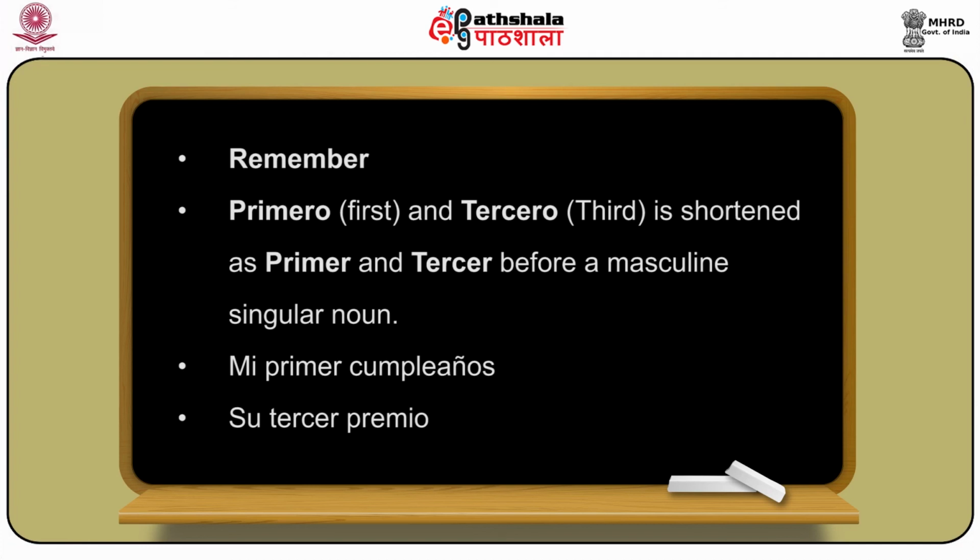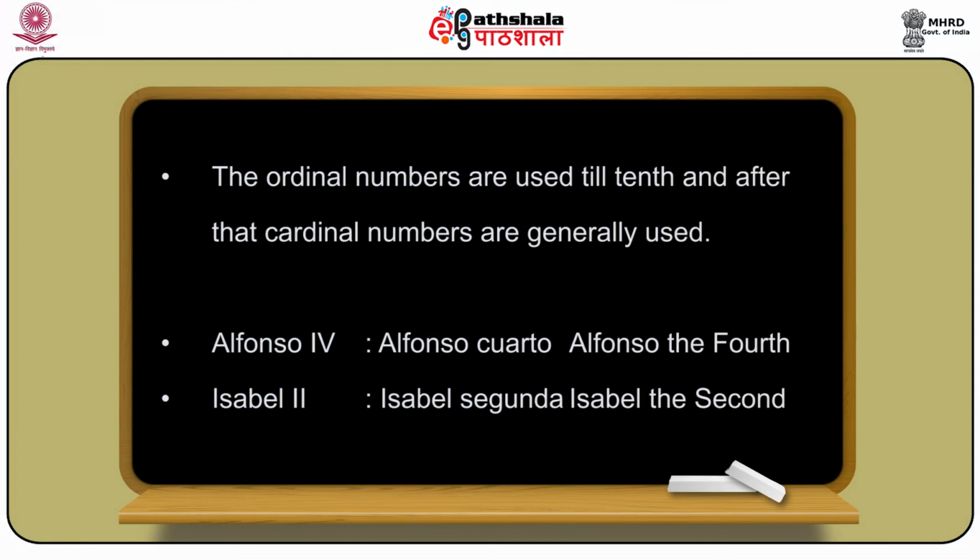Or if we want to say his third prize, the prize is a premio in Spanish, which is masculine singular. So if you want to say his third prize, it will be su tercer premio. So primero and tercero will lose their O when they come before a masculine singular noun. And the ordinal numbers, first, second, third in Spanish, are used till 10th, and after that cardinal numbers are generally used. So 11th can be said as once, 14th can be said as catorce, likewise.